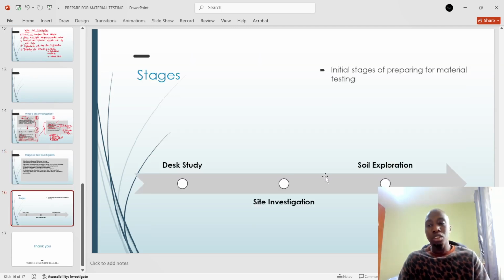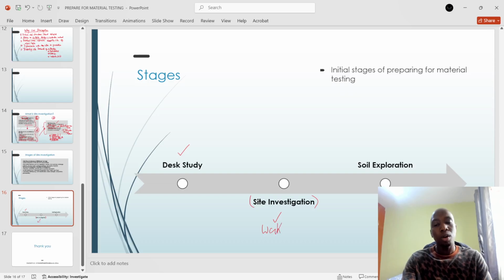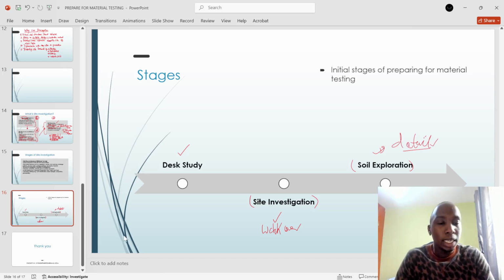So the stages, it will start with a desk study, just where you are at home or your office. Then you do a site investigation. This site investigation, I think I was to say site visit or walk over. Then after that, you go to soil exploration, where you're now looking at the details, where you're now looking at the specific details.